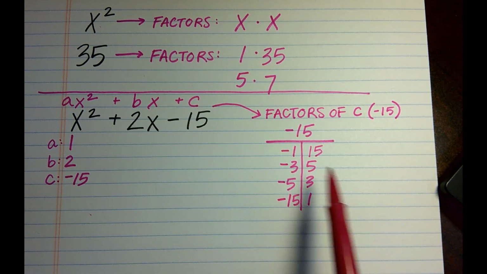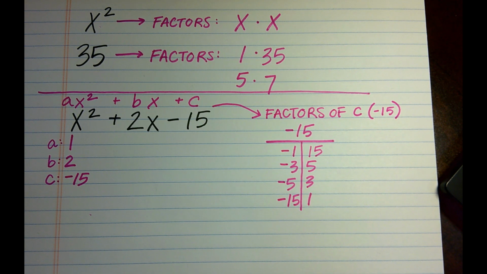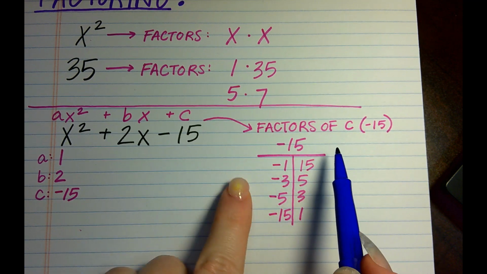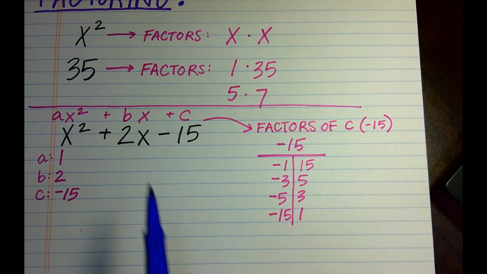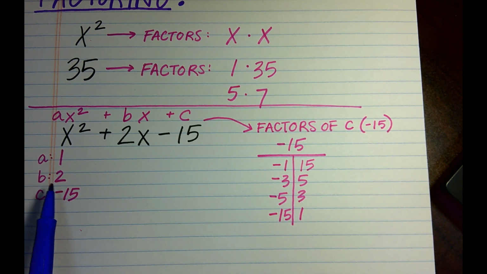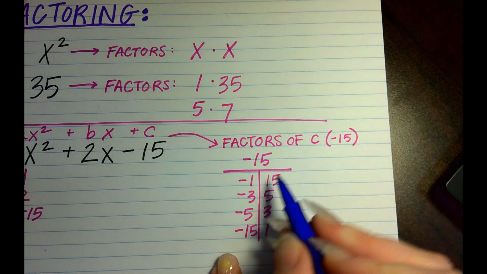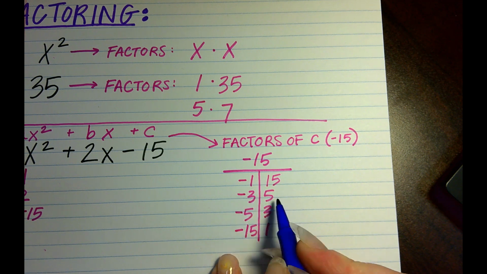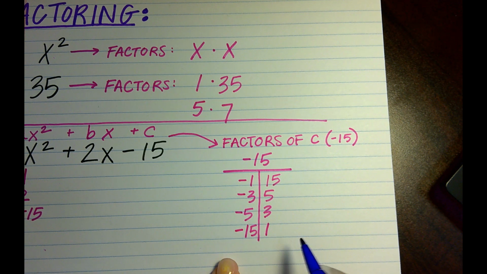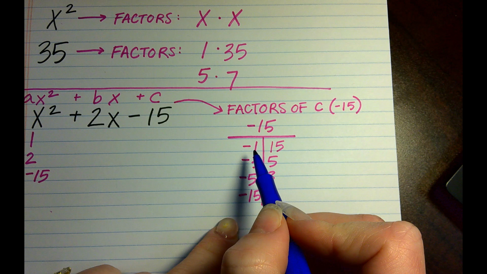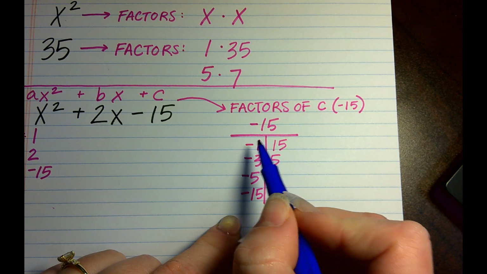So I have all my factors written out. Here's what we're going to do with those factors. Now, I am going to look at my B term, which we decided was 2, positive 2. So I'm going to go to this list of factors, and I want to see what happens when I add each pair of numbers. So let's write the answers out to the side. What is negative 1 plus 15?